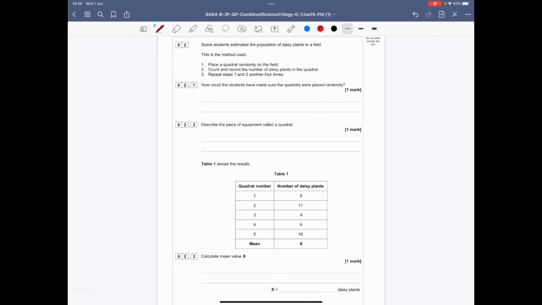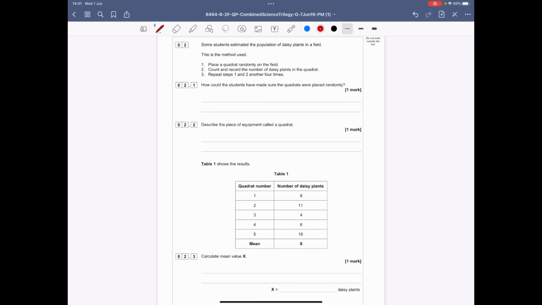Question 2. Some students estimated the population of daisy plants in a field. This is the method they used. They placed a quadrat randomly on the field, they count and record the number of daisy plants in the quadrat, and they repeat steps 1 and 2 another 4 times. How could the students have made sure the quadrats were placed randomly? Okay, now this is one of the big errors in this practical, that people just go outside and start chucking quadrats. That is not an accurate way of doing it.